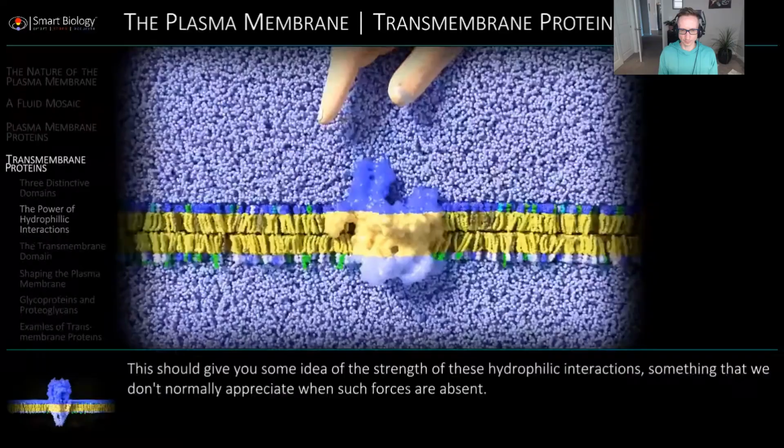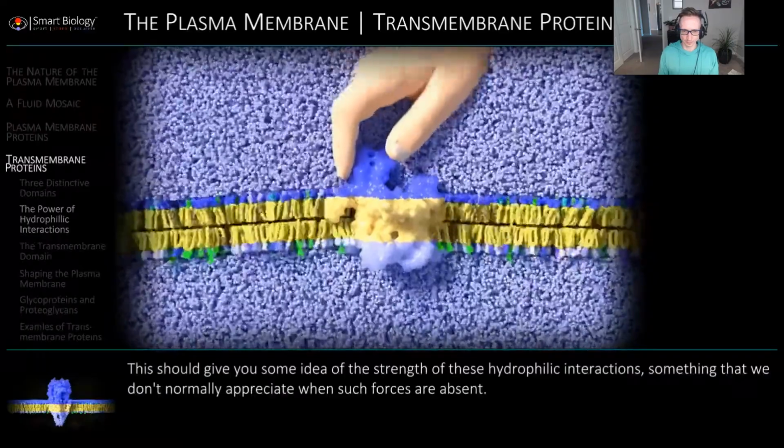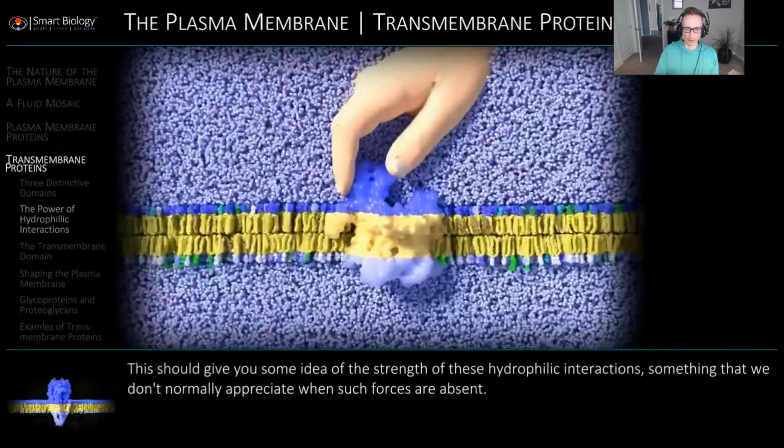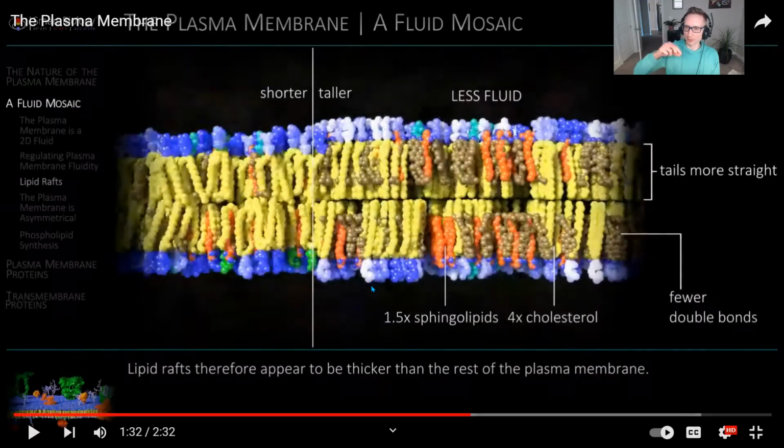This should give you some idea of the strength of these hydrophilic interactions. So the plasma membrane, you can really pull that thing out. If this was a cell, I could pull out a piece of the plasma membrane that far, and it would just go bloop and snap back in there.